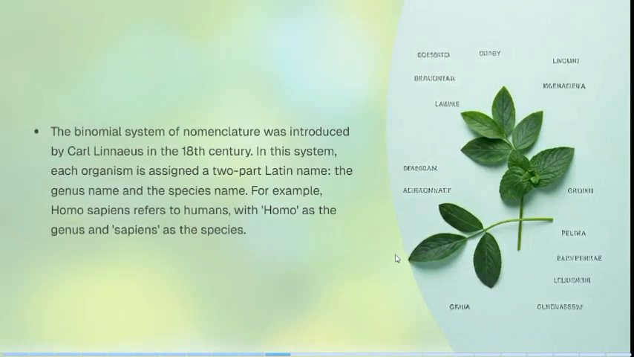So this nomenclature is generally called binomial nomenclature. This binomial system of nomenclature was introduced by Carl Linnaeus in the 18th century, and in this system, each organism is assigned a two-part name. I mentioned this in one of our lessons previously, where you would give a living organism a name based on its genus and also its species. This name is seen in organisms like Homo sapiens, which refers to humans, where Homo is the genus name and sapiens is the species name.